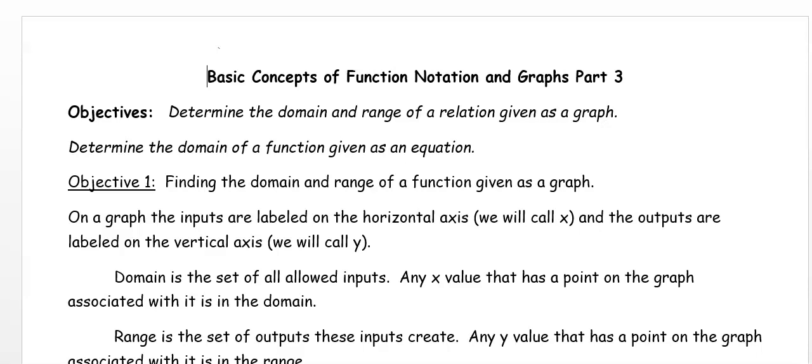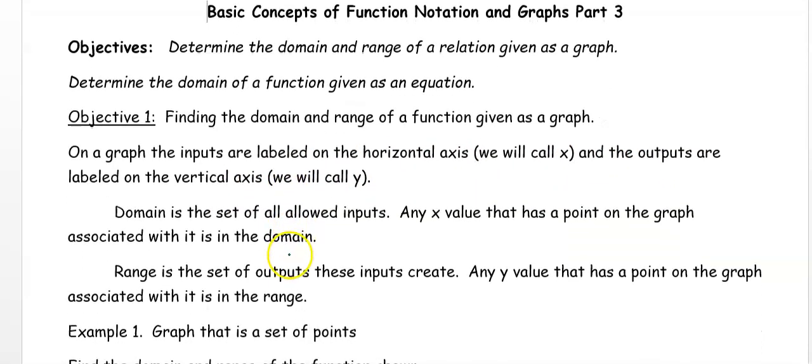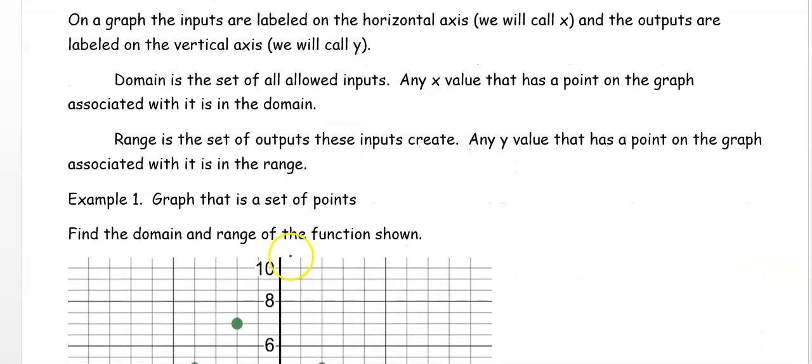So you might remember that domain went with x coordinates, or the horizontal axis, and range went with the y coordinates. So our first objective, finding the domain and range of a function given as a graph. On the graph, the inputs are labeled on the horizontal axis, and we'll call this x, but it doesn't always have to be x. And the outputs are labeled on the vertical axis, and we'll call these y. The domain is the set of all allowed inputs to the function.